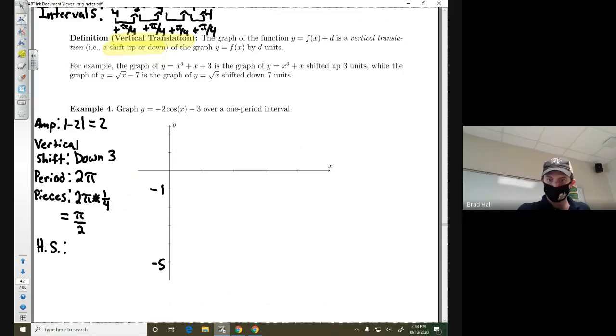So the horizontal shift, what is it? Logan, what's the horizontal shift? 0. It's none. We don't shift to the left or right at all. There's no horizontal shift. We're not adding or subtracting anything to the x. So that means we could just start at 0 because we don't shift at all. And so now we can move on to the intervals.